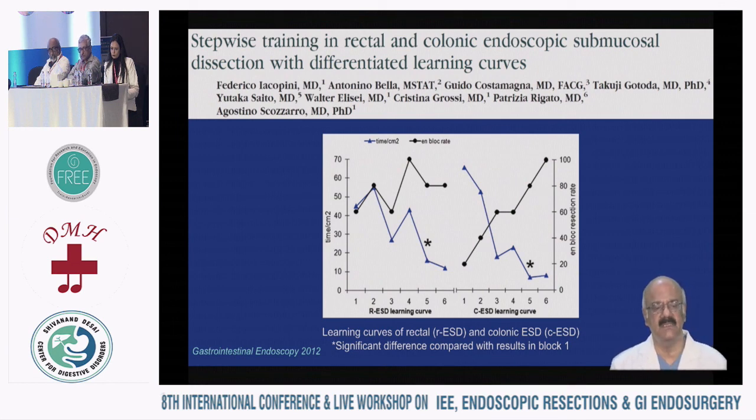This was stepwise training in rectal and colonic submucosal dissection with a differentiated curve. For example, these are all experienced endoscopists actually, an Italian-Japanese study, which showed that after you reach 5 cases for rectal ESD and about a similar number for colonic ESD, your time taken for resecting a centimeter or en bloc resection changes. So it's about 5 for a very experienced endoscopist.